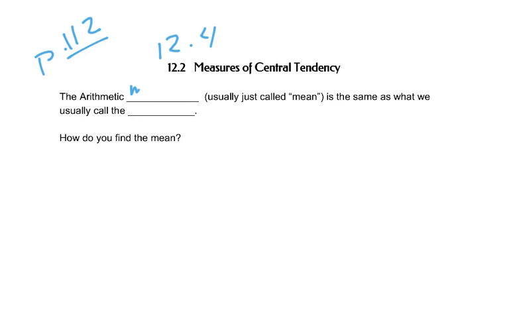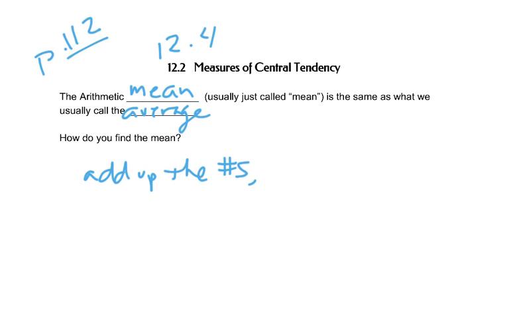The arithmetic mean, usually we just call it the mean, is the same as what we usually call the average. Mean is more specific. Average could mean any one of several different ways of measuring numbers. Mean, there is only one way to find the mean. And how do we find it? We add up the numbers and divide by the number of numbers. And most of you already know that.